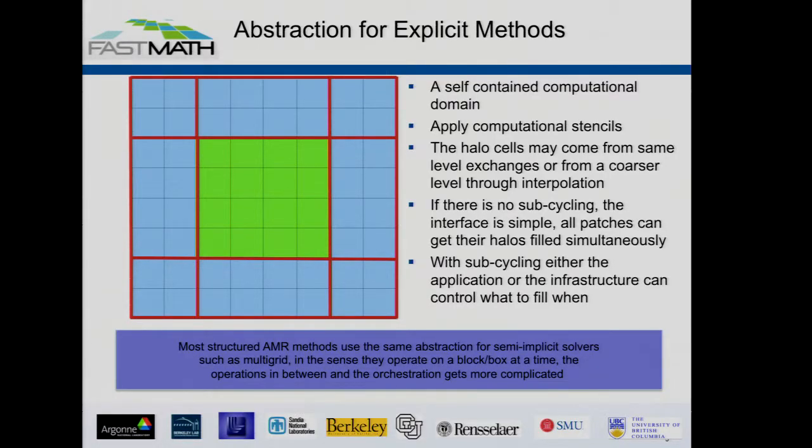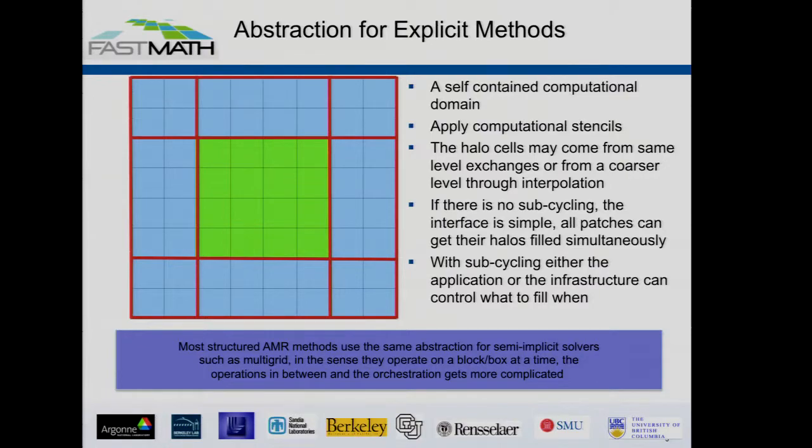If there is no subcycling, then the interface is simple, because all of these patches can get their halos filled simultaneously. So you have a single interface that says get guard cells, and every patch gets filled up with the appropriate guard cells coming from their neighbor in the same level or the level below.